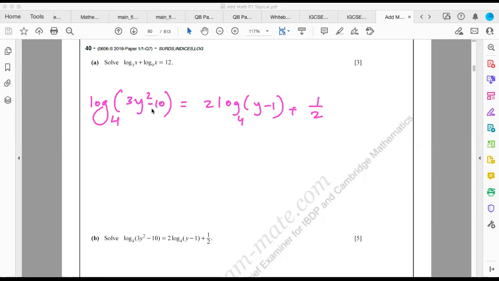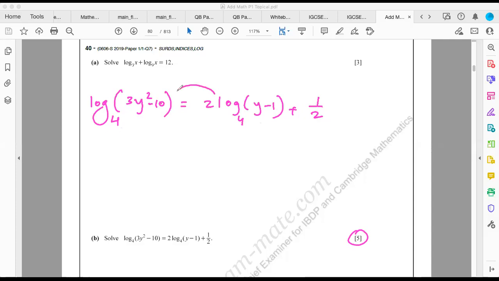So this is log of 3y square minus 10 to the base 4 equals to 2 log of y minus 1 to the base 4 plus 1. So now here you notice that the bases are the same. The marks is 5 marks. It means that there has to be some tricks in this question.